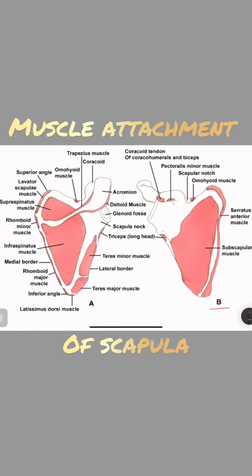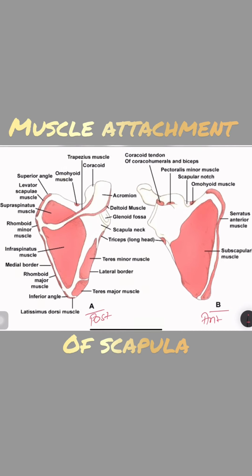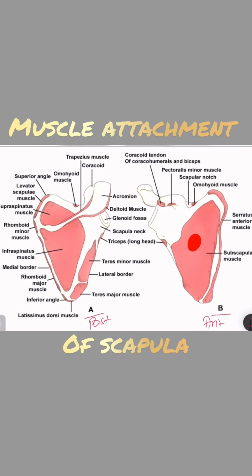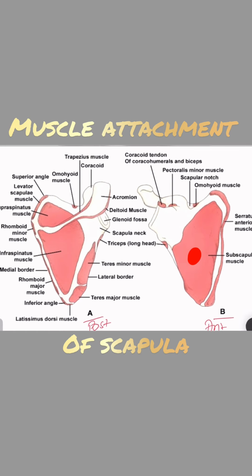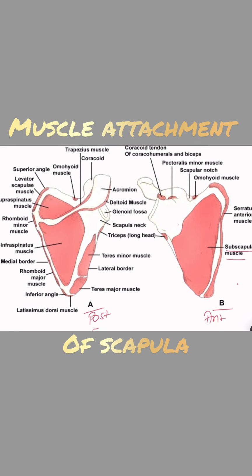For the muscle attachment, so this is the anterior surface and this is the posterior surface. The anterior surface or costal surface is mostly occupied by a large slightly depressed region called the subscapular fossa. The fossa provides origin to subscapularis muscle. And the posterior surface has a prominent ridge called the spine of scapula, which divides the surface into a smaller supraspinous fossa and a larger infraspinous fossa. Supraspinous fossa gives origin to supraspinatus muscle and infraspinous fossa gives origin to infraspinatus muscle.